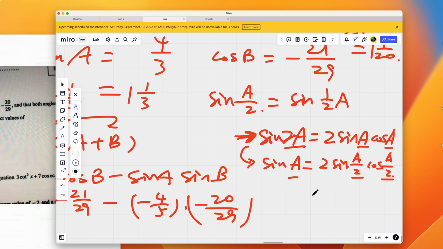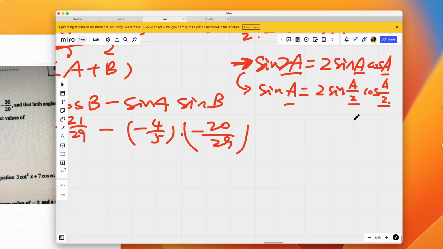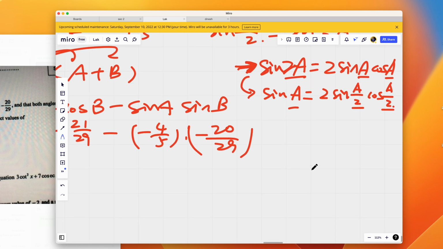I kind of use the formula and then I derive another formula myself. You understand? And over here I can't use this because I still have a cosine A over 2, which I don't want. I only want sine A over 2. So I can't use this. Okay, then probably I can use this.